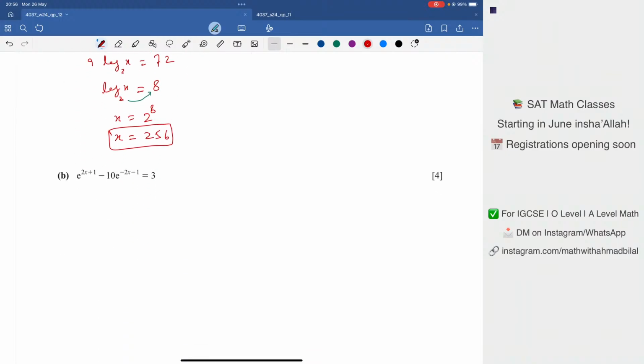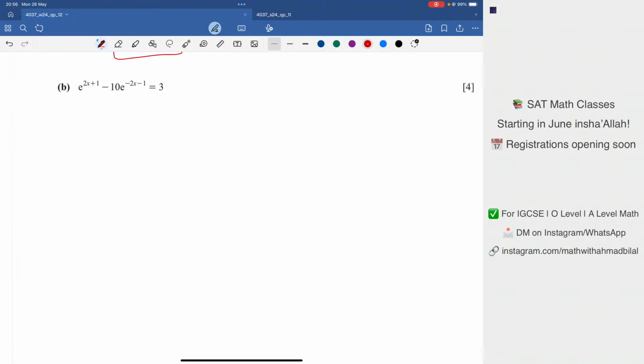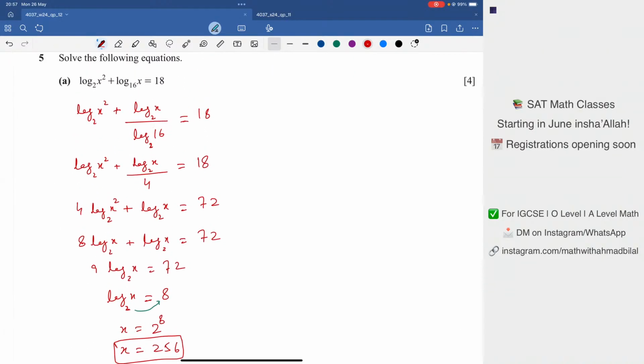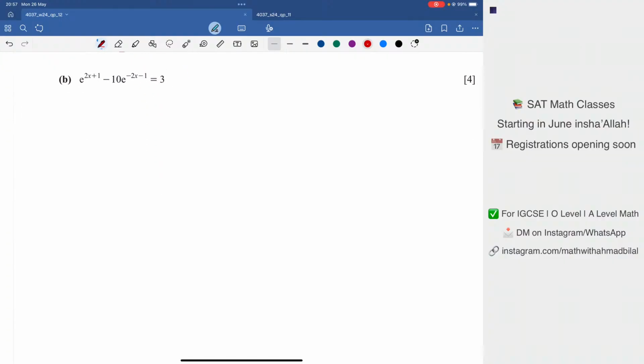Okay, that was part A. Let's look at part B now. Now we have to solve this equation. Did they give us any instruction there with respect to the final level of accuracy? No. Okay. e raised to power 2x plus 1 minus 10 into e raised to power minus 2x minus 1 equals 3. How do we solve this equation now?